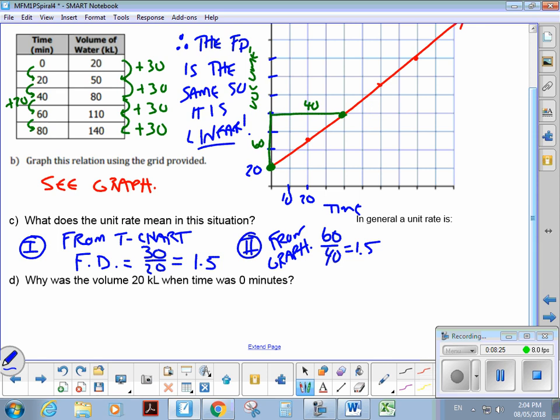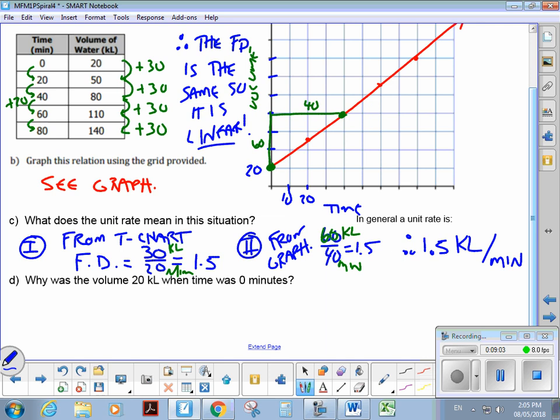What does the unit rate mean for this situation? So look at your original, your first differences. The 60, what does the 60 represent? That's kiloliters. Over here, 30 kiloliters. So that means it's going to be, therefore, 1.5 kiloliters. And on the bottom is minutes. So it's per 1 minute. All right, so 1.5 kiloliters per minute. All right, there we go.